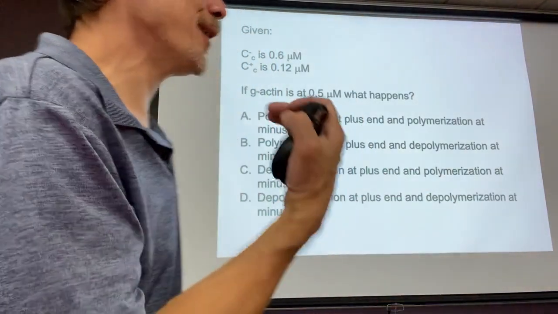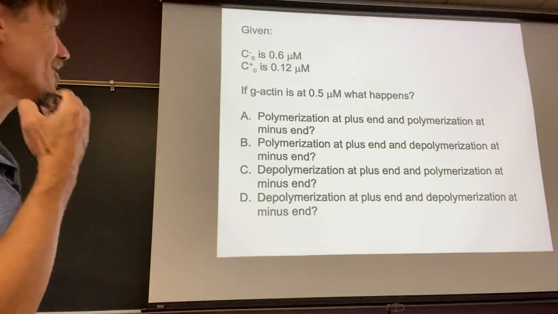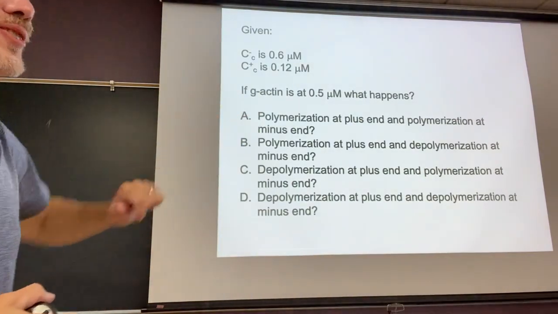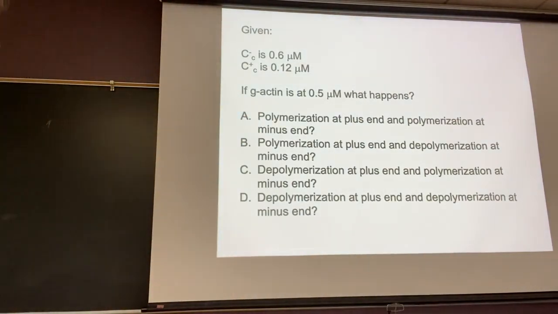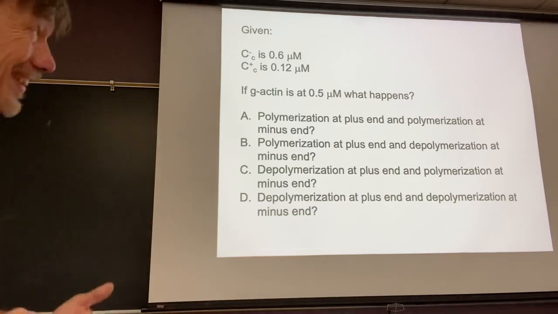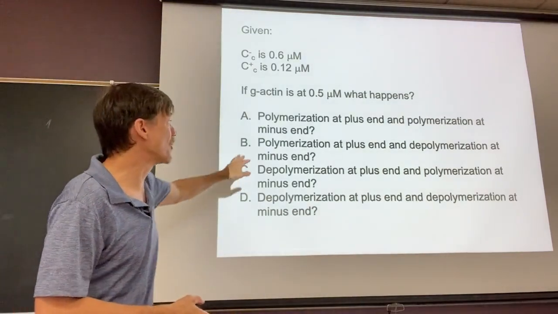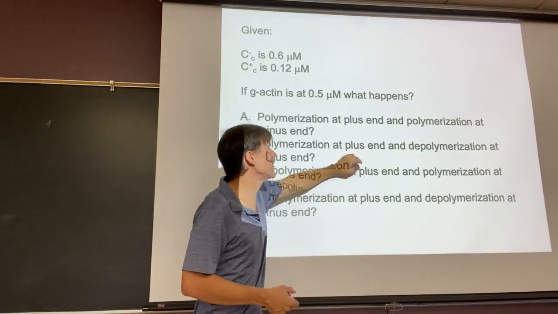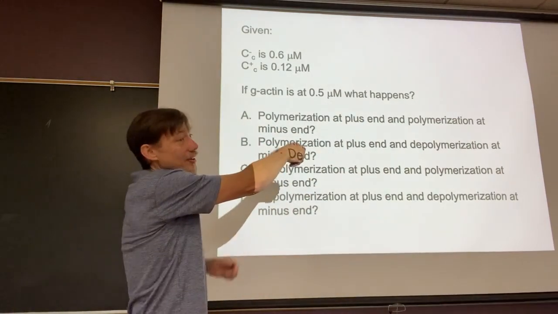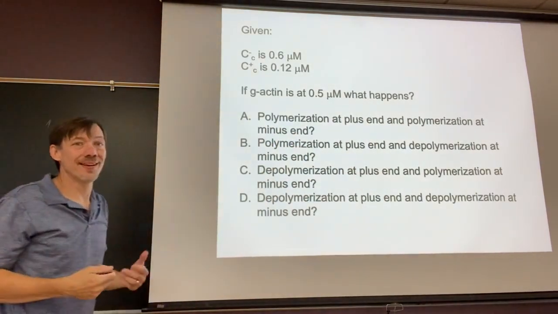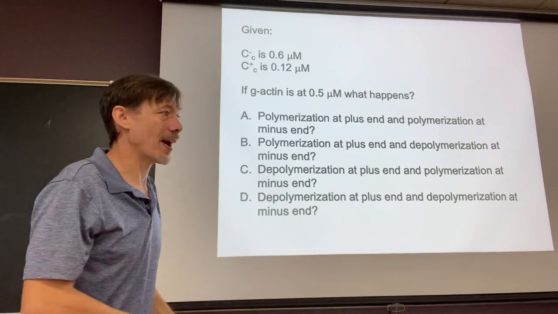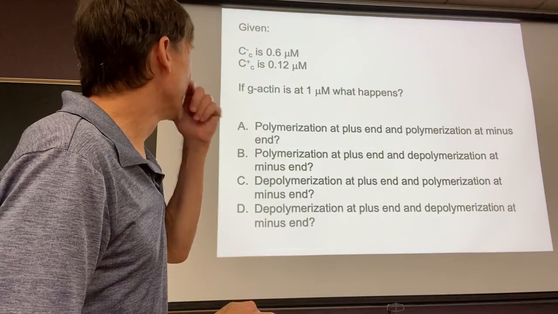So, given that analysis, let's look through the answers and choose here again. Do you have an answer in mind? Okay, and the answer would be B. And that makes sense. So there's going to be polymerization at the plus end because this is greater than that, and then the other way around at the minus end.